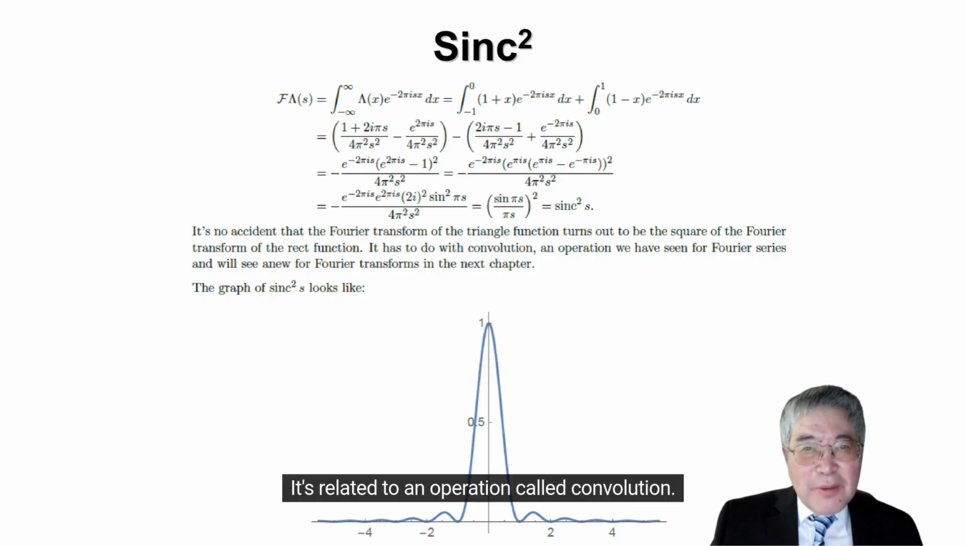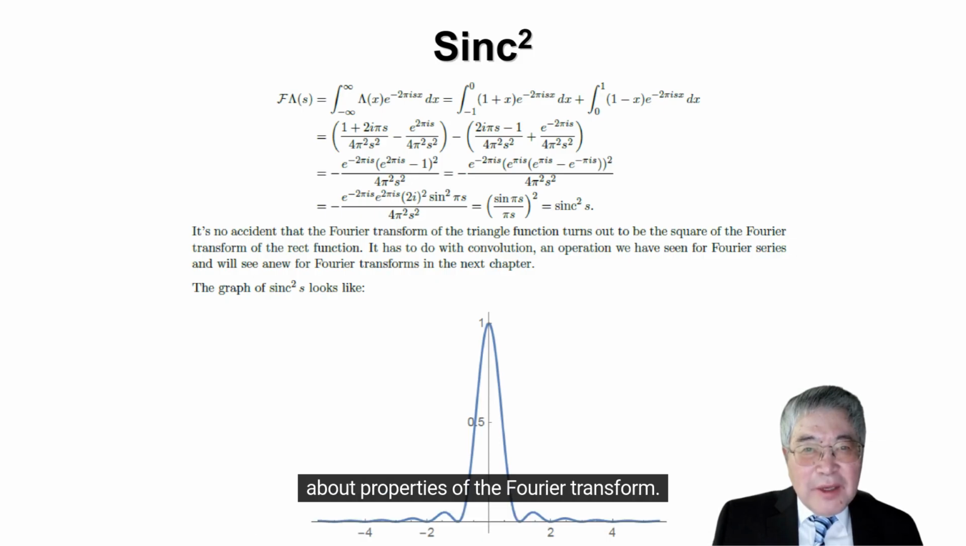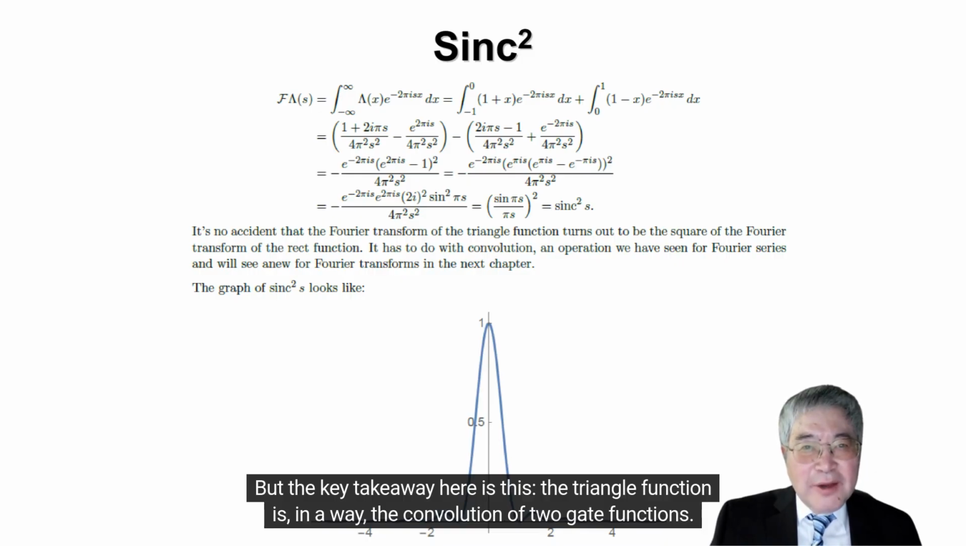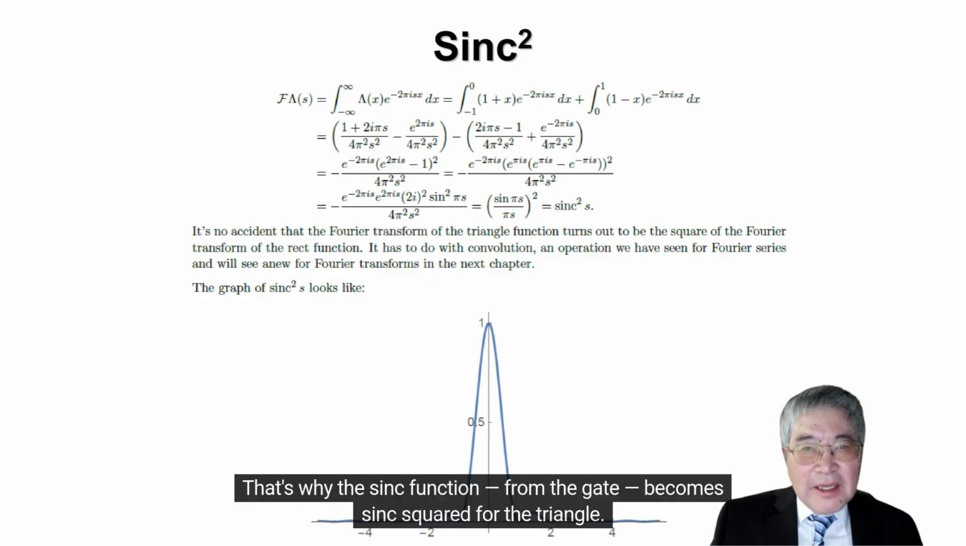It's related to an operation called convolution. We saw this in the context of the Fourier series, and we'll explore it again in more depth when we talk about properties of the Fourier transform. But the key takeaway here is this: the triangle function is, in a way, the convolution of two gate functions. And in the frequency domain, convolution in time corresponds to multiplication in frequency. That's why the sinc function from the gate becomes sinc squared for the triangle.